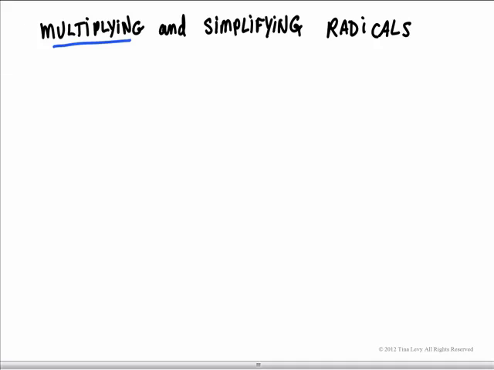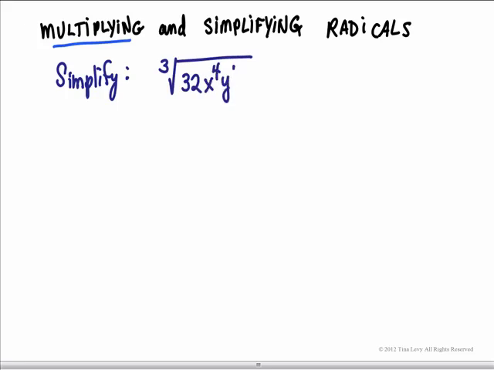We're going to look at multiplying and simplifying radicals. And to start with, we're going to simplify. So just to review, simplifying the radicals is using that concept of jail. So suppose I ask you to simplify the cube root of 32 x to the fourth y to the fifth.